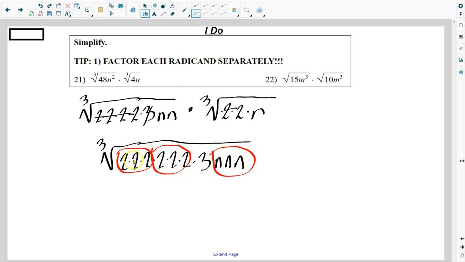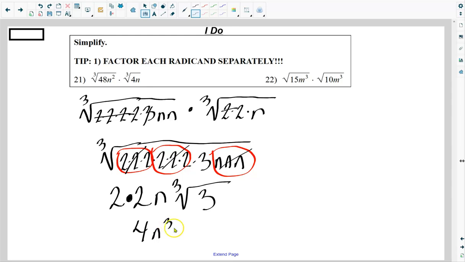And you know the drill. We're going to pop out a 2 from here, a 2 from here. This guy's got to come. The n from there. And now we reintroduce the radical of the index because there's a 3 left in there. Now be careful here. This is 2 times 2, so we get 4n cubed, or excuse me, 4n times the cube root of 3.